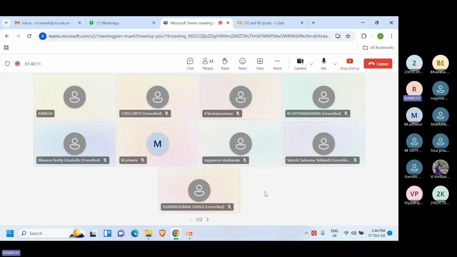Okay. Now we'll see the random forest. Before taking a break, or we'll take a break now. Sir, the break will be from 3 to 3:15. 3 to 3:15, so 15 more minutes are there.